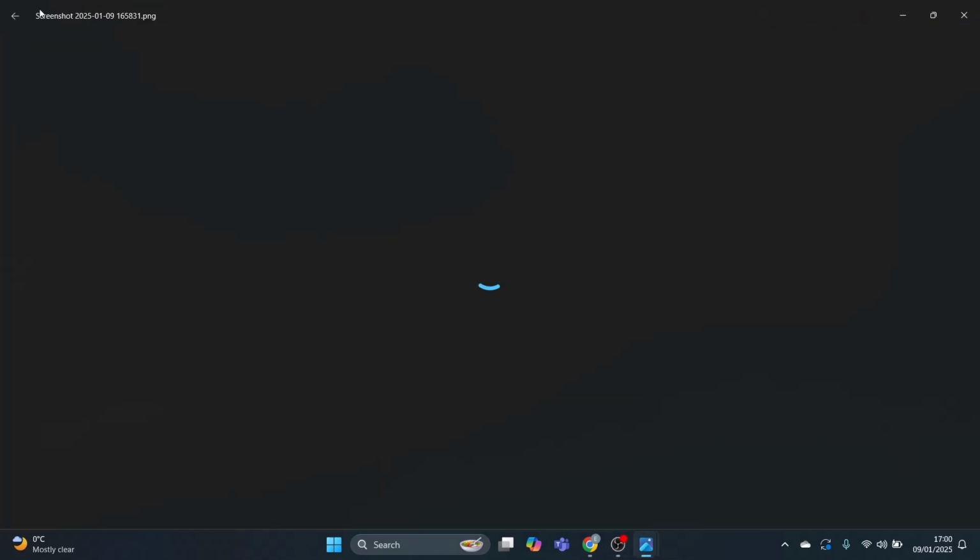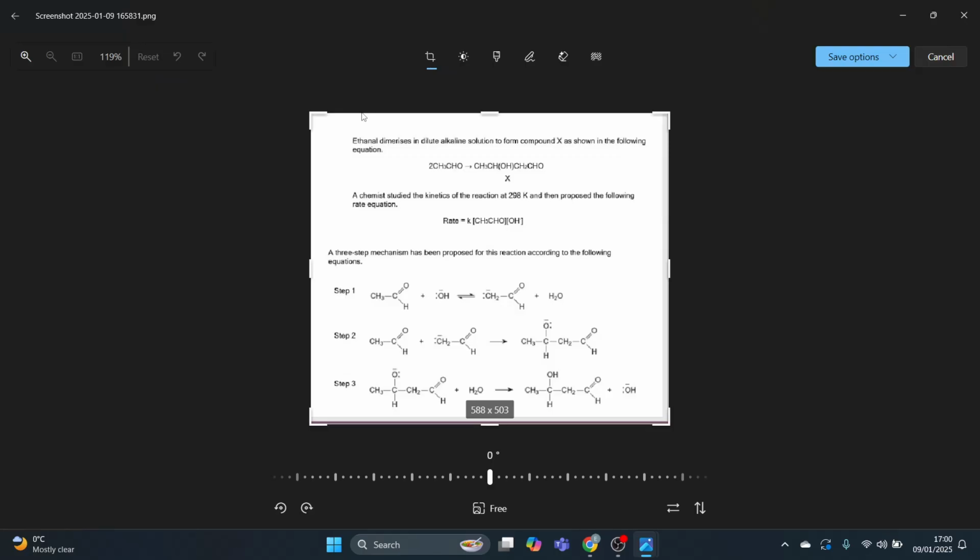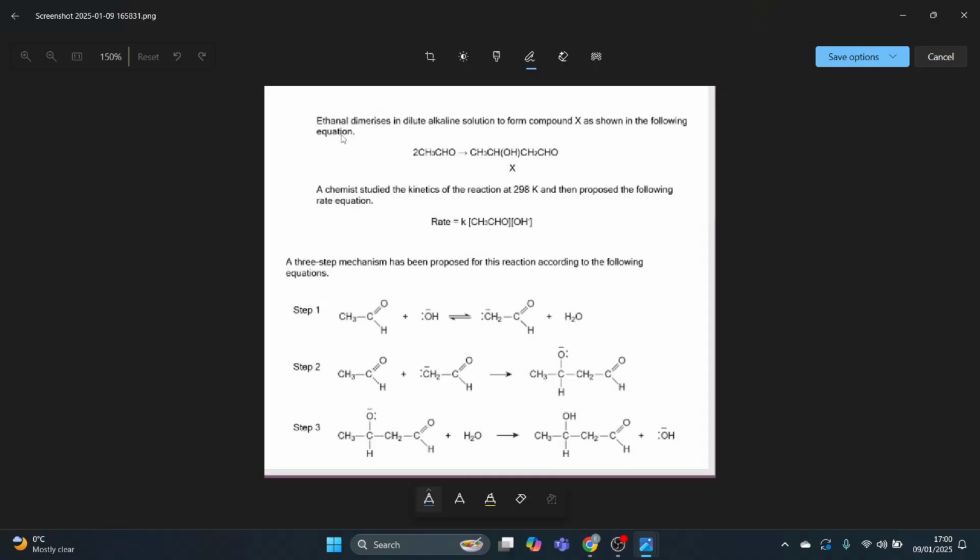Multiple choice questions. This one's a bit of a weird case because I've had to crop it out and you can't actually see the question because the mark scheme would come up as well. But it should be fine anyway. It says ethanol dimerises in dilute alkaline.